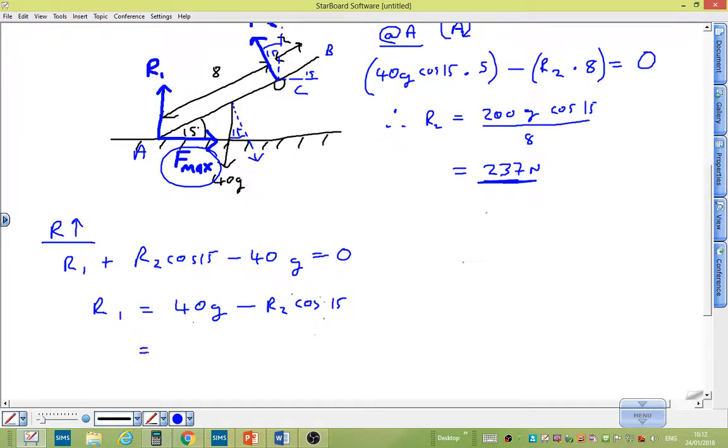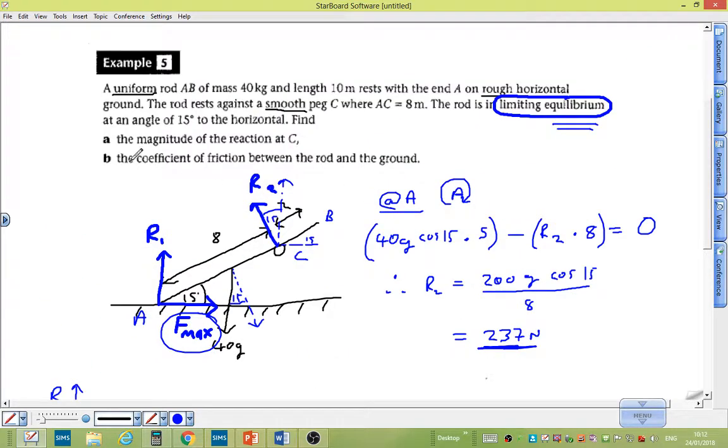Okay, so we get... Anyone's done that? Can someone verify the first answer? We get? Anyone else get 163? Yeah, you did? Okay, 163 it is. So 163 newtons. Right, and you said here the coefficient of friction between the rod and the ground.